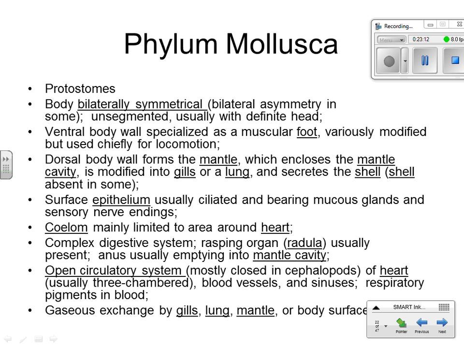Most of them, the dorsal wall, which would be our back, forms what's called the mantle, which is this covering that encloses things, encloses their organs. And in some of them, it actually becomes the gills or the lungs, or it may secrete the shell, like in a snail, like in a clam, a mussel, a scallop. So the mantle's pretty important. They do have a coelom, a body cavity, but it's mostly just around the heart. It's kind of small.